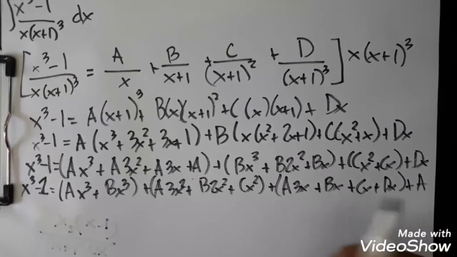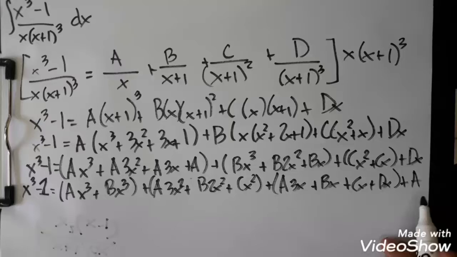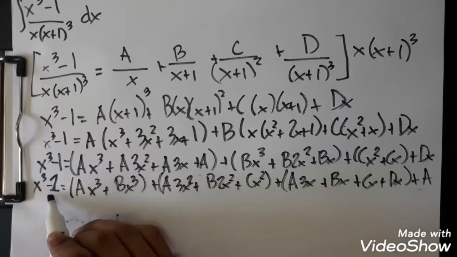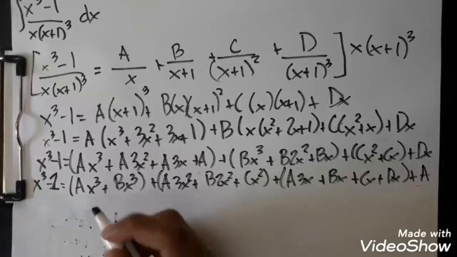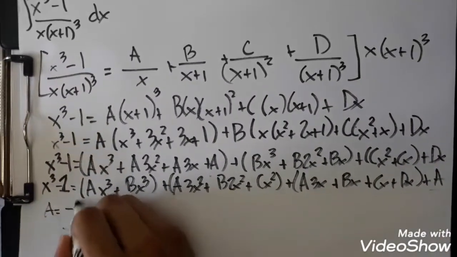Then we will find the values for a, b, c, and d. Starting with a, we can see that a is a constant and we have a constant on the other side. So a will automatically be equal to -1.